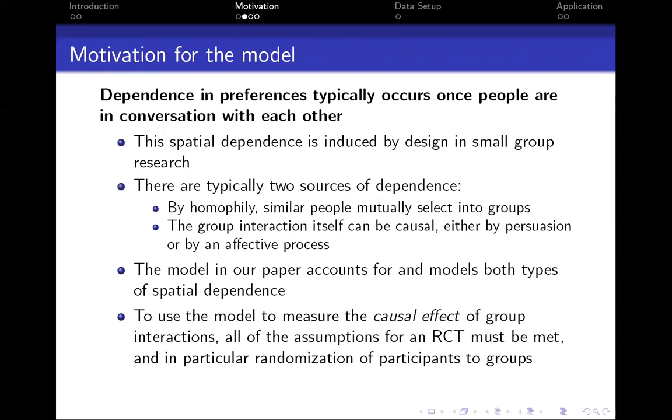But then, as we explain in the paper, what we're interested in is that second kind of dependence, the causal effect of interactions. And in order to identify the causal effect of interactions, you need to have a design that's like a randomized control trial. And then in order to say that the effect of the interactions is causal, you have to buy into and accept the assumptions that underlie a randomized control trial design. And the biggest one, of course, is randomization, but there are other ones as well. And you can read the paper if you want to learn more about what those are.